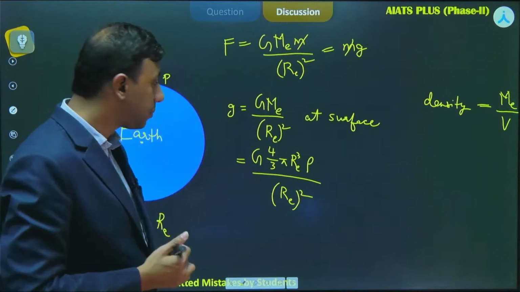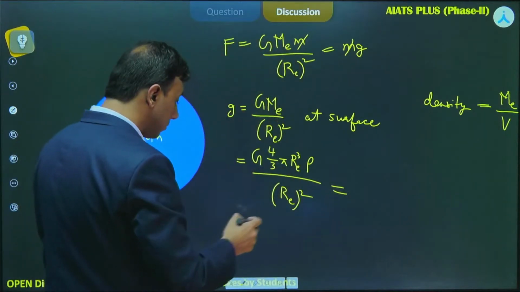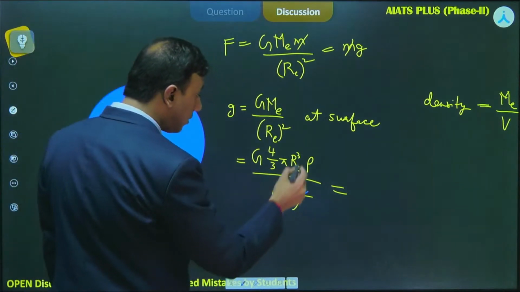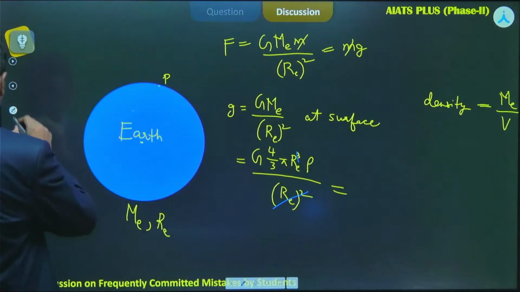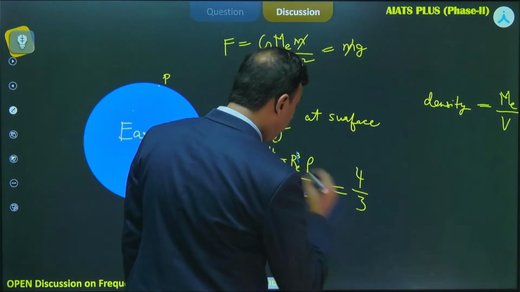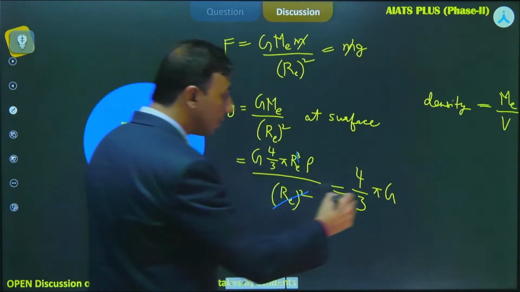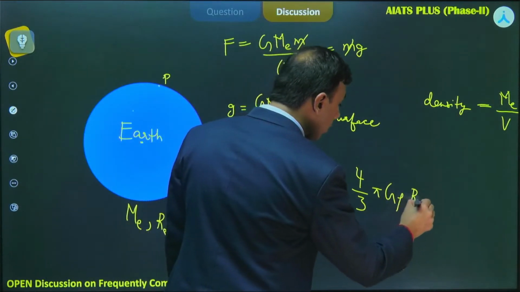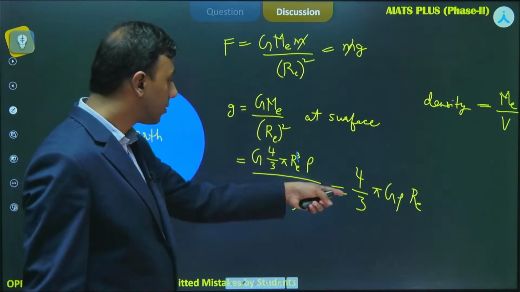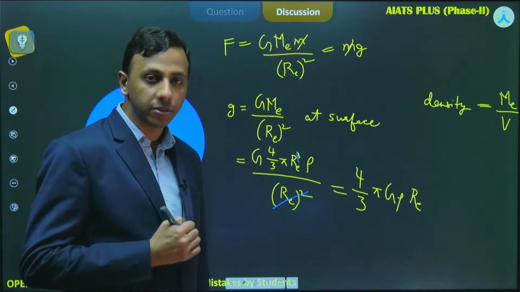If you do this, you will get a new expression for small g at the surface. So see here, Re square will get cancelled, isn't it? These terms get cancelled. So what remains? It remains 4 by 3 pi G rho Re. This is what remains, right? So two expressions we have found for acceleration due to gravity at the surface of Earth, right?